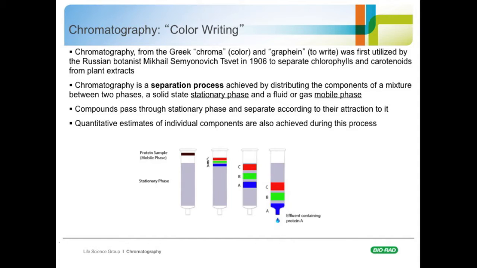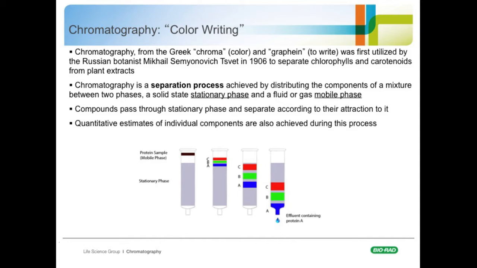Chromatography actually comes from a term coined by a Russian botanist who was doing some work to separate chlorophylls and carotenoids from plant extracts that had different colors, and from that he came up with the word chromatography, that came from the Greek chroma and graphein.